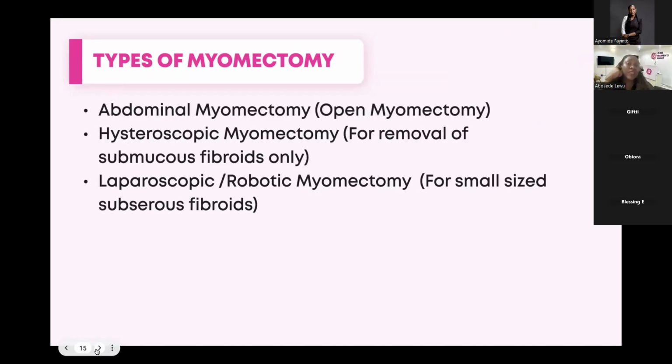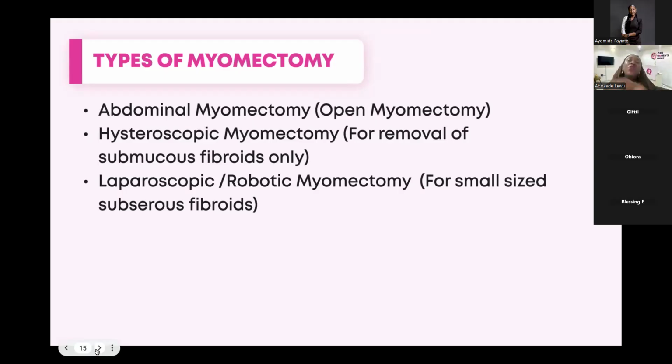So we have many types of myomectomy. We have the abdominal one, that's the popular one where they open up the abdomen, expose the womb and remove the fibroids. But now, with technological advancement, we do hysteroscopic myomectomy, where there's no cut made on the skin. We go in through the vagina and go to the womb.